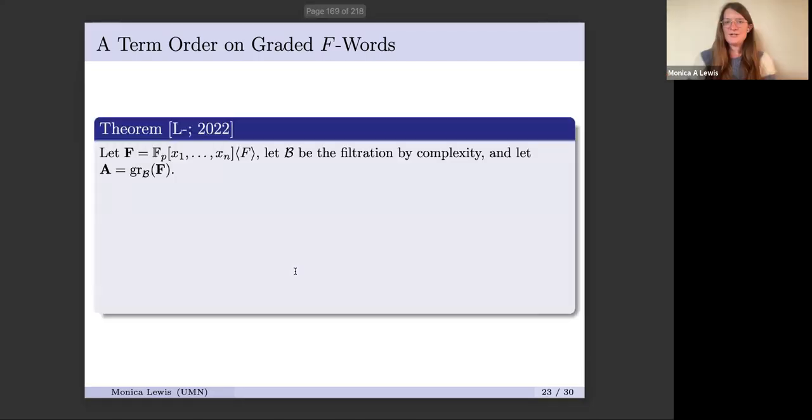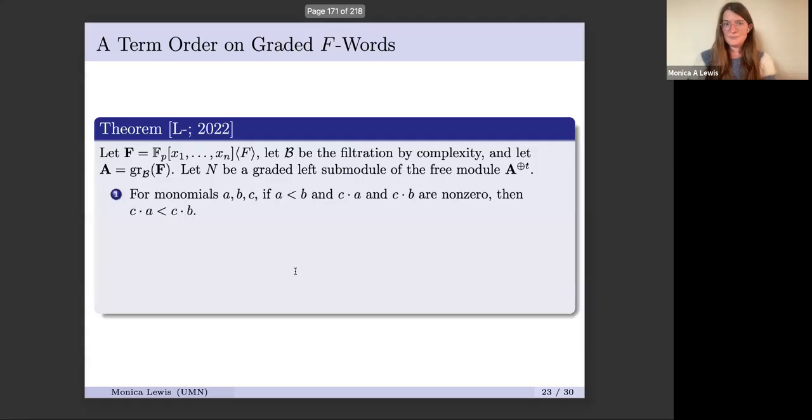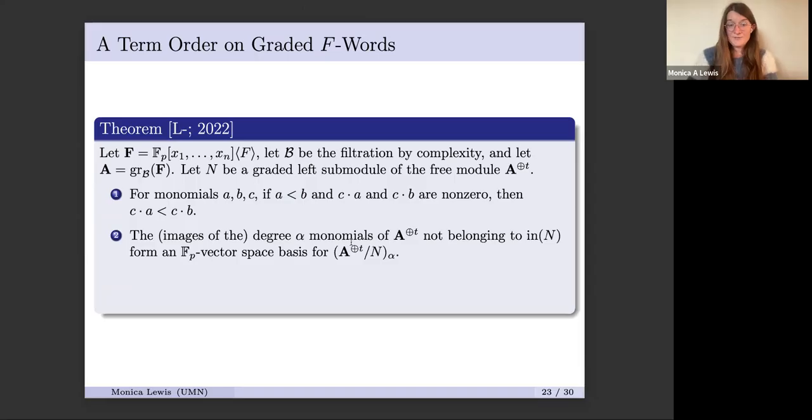So the upshot of this is that it behaves like a term order. If A is less than B and you multiply by some C, assuming the results are both non-zero, then CA is still less than CB. Macaulay's basis theorem is still true. The monomials that don't belong to the initial ideal, or initial module, are a vector space basis for the quotient by that module, and this refines degree by degree.